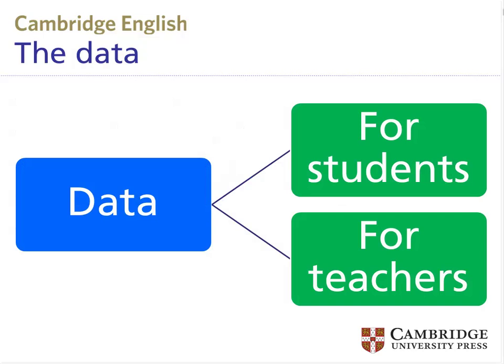So the data itself, there is data for students and there is data for teachers. So I'm going to give you some examples from the Cambridge LMS, which is the type of place that you will get data from. And it has specific views for students to see data, a specific type of information that they'll see. And then there are views for teachers and the kinds of information that they'll see.